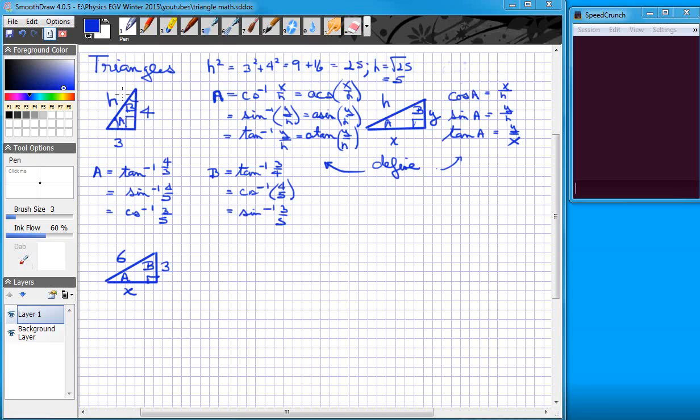So this is a right triangle that has a horizontal leg of 3 arbitrary units and vertical leg of length 4 arbitrary units. And it has a hypotenuse of length h. And by the Pythagorean theorem, we know that h squared is equal to 3 squared plus 4 squared, which is 9 plus 16, which is 25. And h is therefore the square root of 25, which is 5. And so this is a 3, 4, 5 triangle.